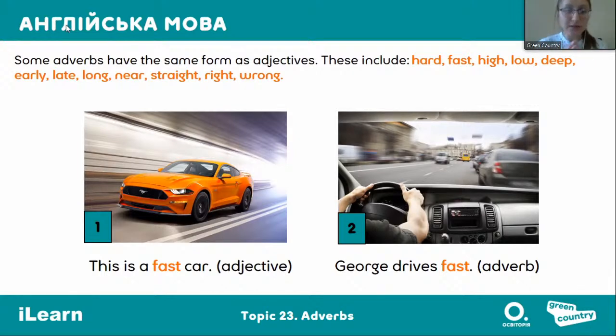Тобто це такі самі прислівники, які залишають форму, такі самі, як і прикметники, вони не змінюються, але можуть виконувати функцію як прикметника, так і прислівника. For example, hard, fast, high, low, deep, early, late, long, near, straight, right, wrong. So all these adjectives might be adverbs without any changes. Тобто не потрібно їх змінювати, вони як в прикметниках мають таку форму, так і в прислівниках.